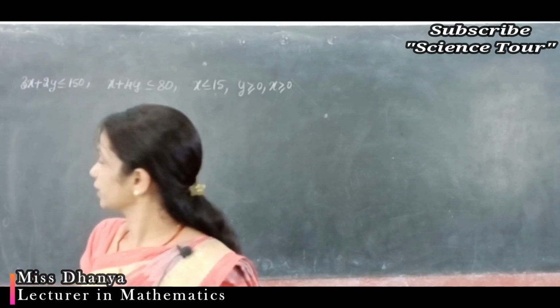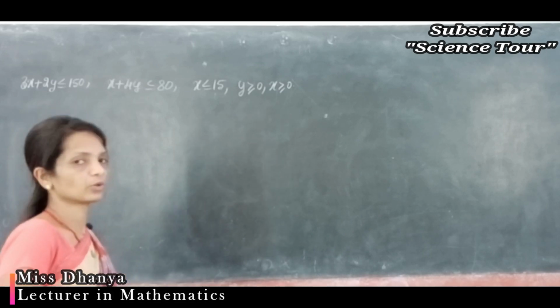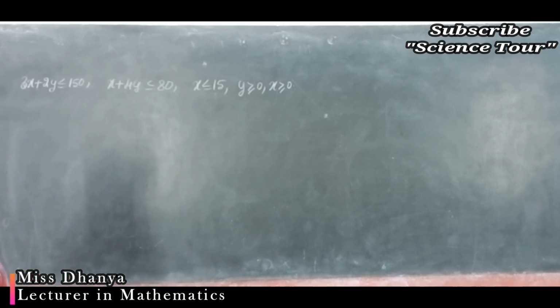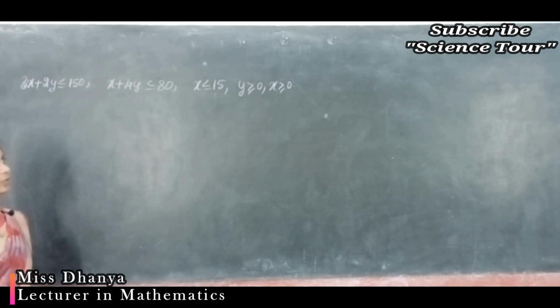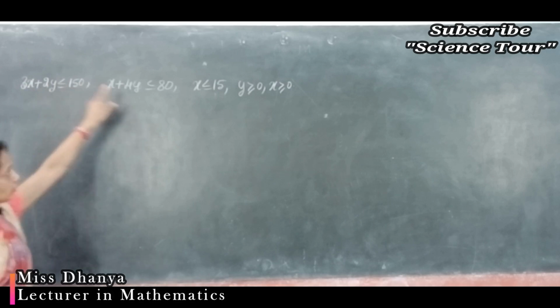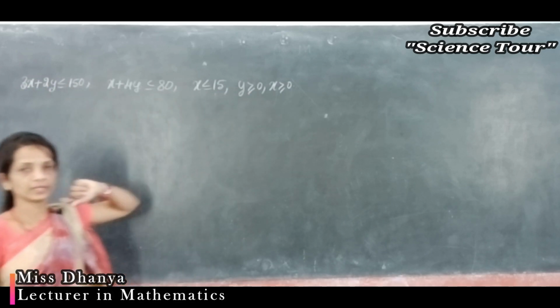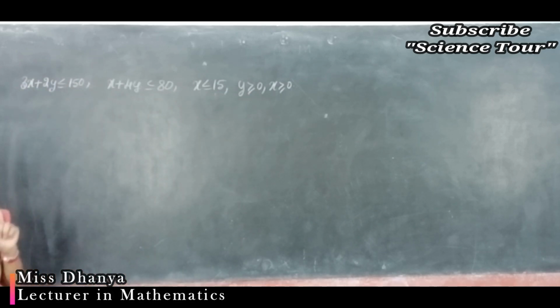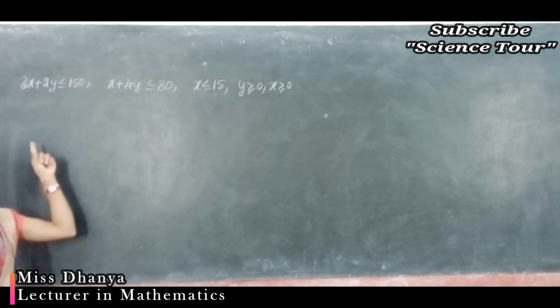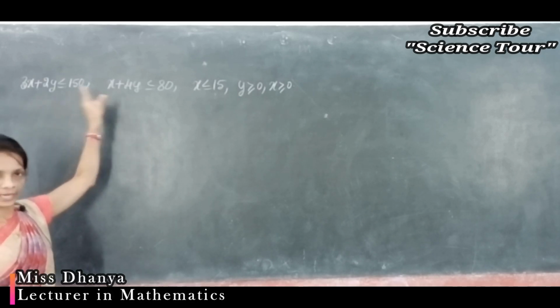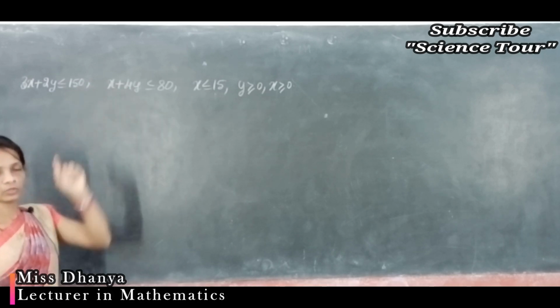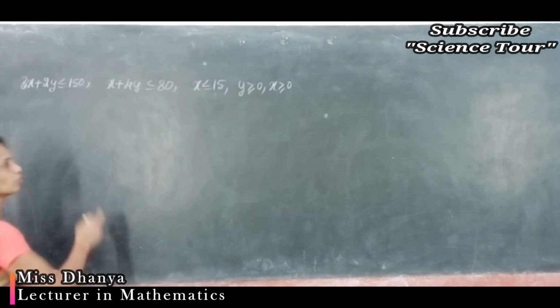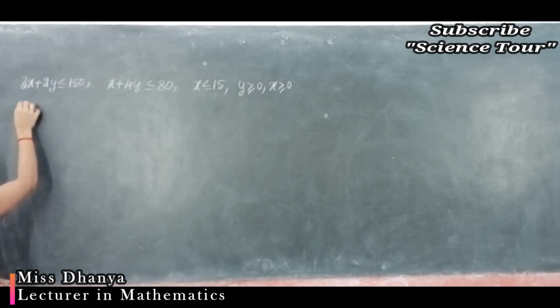Next problem is 3x plus 2y less than or equal to 150, x plus 4y less than or equal to 80, x less than or equal to 15, y greater than or equal to 0, x greater than or equal to 0. You have 5 inequalities. So you have to draw the graph of 5 lines corresponding to these inequalities. Remove all inequality symbols and replace them by equal to symbols.